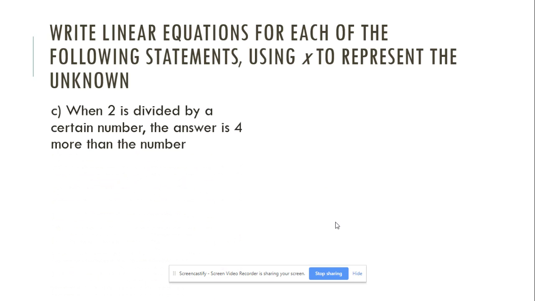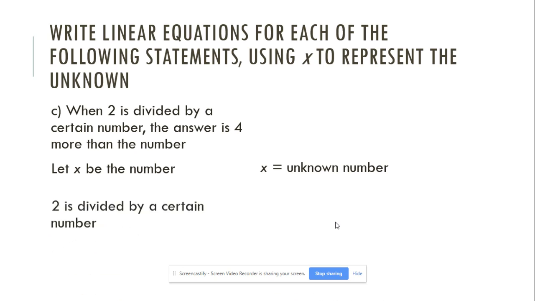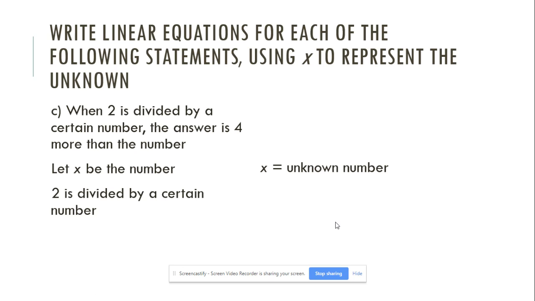Okay, next one. When 2 is divided by a certain number, so we know it's going to be 2 divided by x, we know that's going to look like a fraction. The answer is 4 more than a number. So we're going to go equals, because the answer is 4 more, so 4 plus the number, we don't know what it is, x. So we go, let x be the number. 2 is divided by a certain number, so we're going to go 2 divided by x. 4 more than a number gives you 4 plus x.